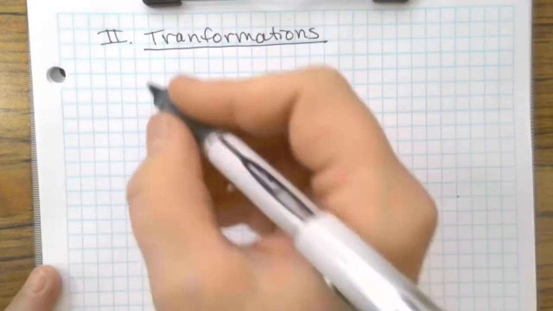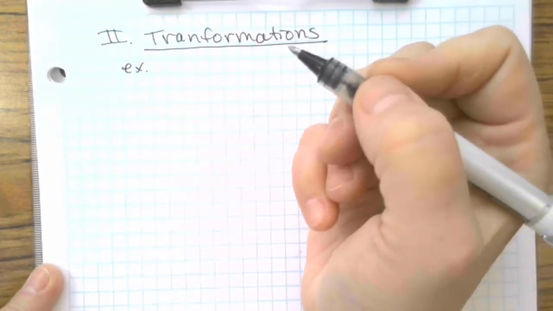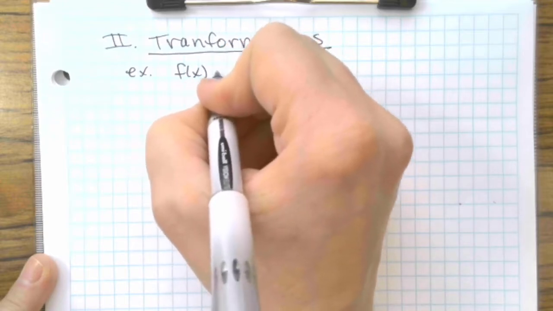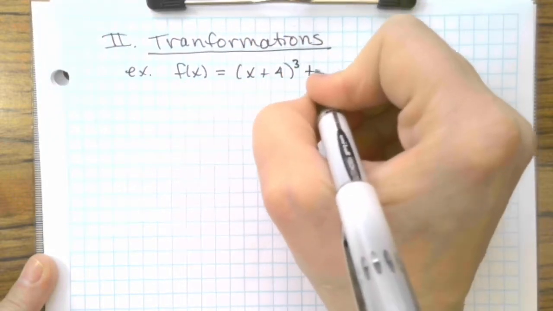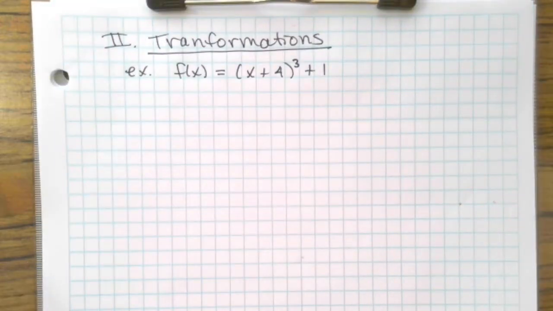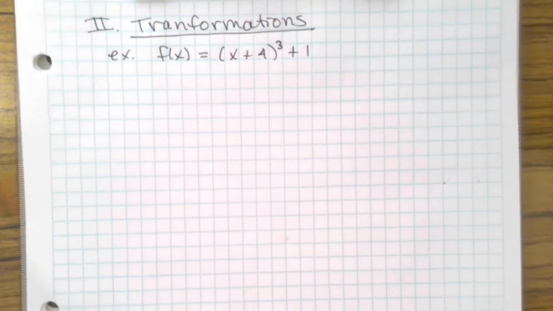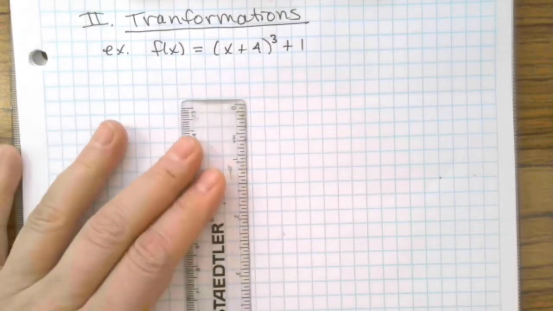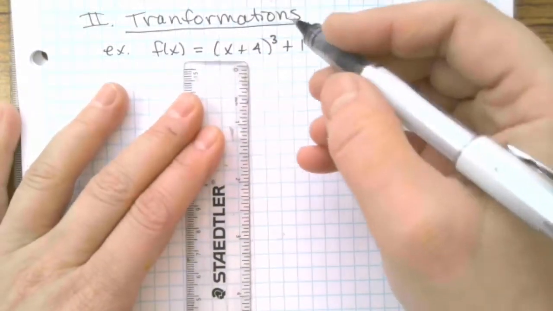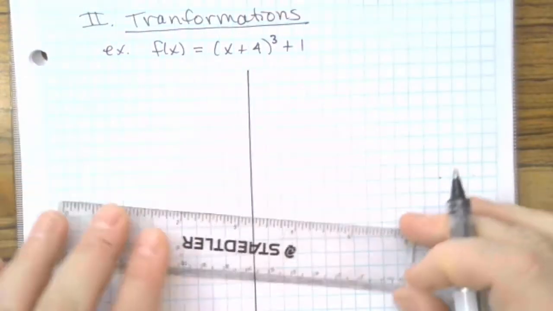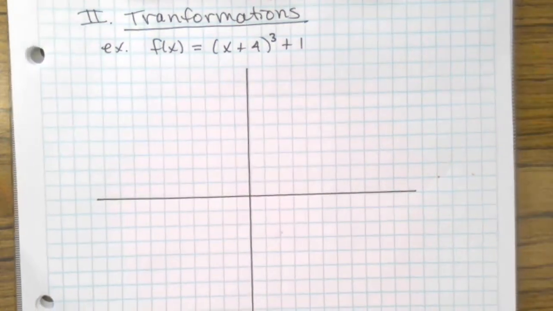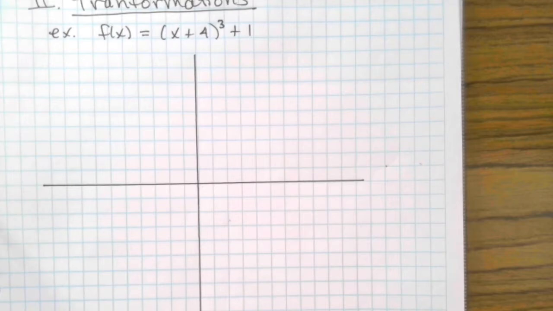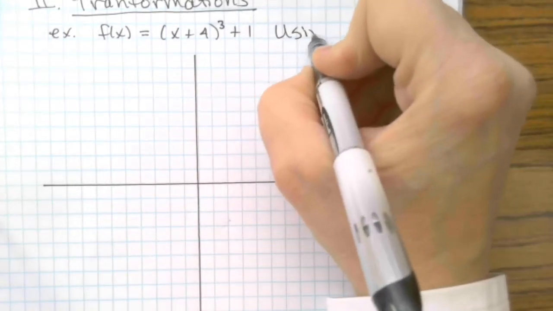And we are going to graph the equation f of x equals (x plus 4) cubed plus 1. All right, and we're going to need some space for this, so give yourself a good-sized pair of axes. Okay, so we're going to graph this using transformations.